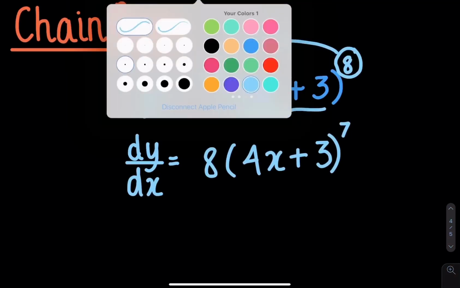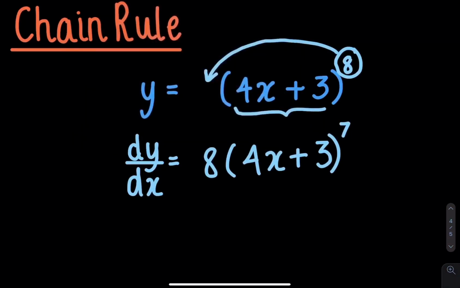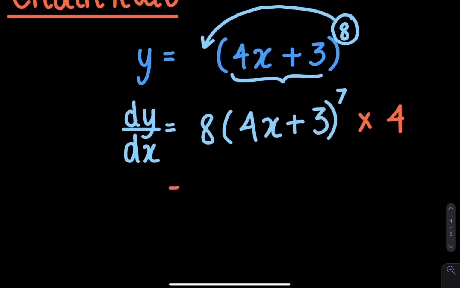So, if I differentiate 4x plus 3, I just get 4. And this is your final answer. You can proceed to simplify. So 8 times 4 is 32. And then you have your 4x plus 3 all to the power of 7. And that's your final answer. That is just how easy it is.